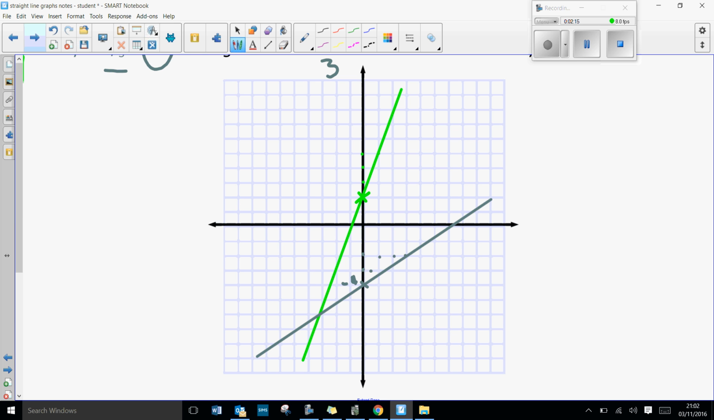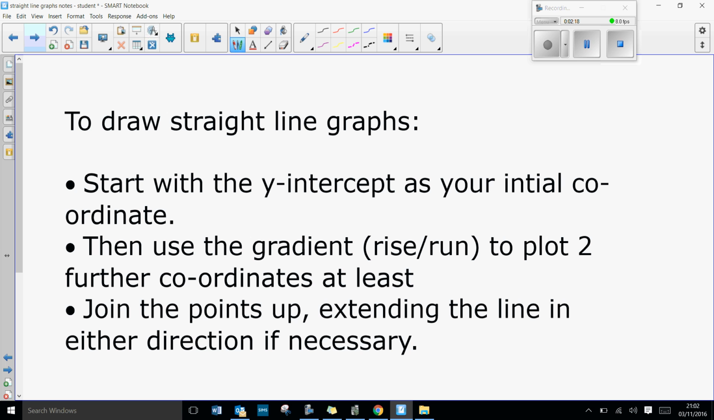So if we're to draw a straight line graph, we can use this method to help save time, and so we don't have to draw a table of values as we did before. So what we would do is start with the y-intercept. So you always start with the y-intercept as your first coordinate. You then use the gradient, or the rise over the run, to plot 2 further coordinates and join them up. Now always remember to extend in either direction. That shows that you've only drawn a portion of the line, but you're aware that it keeps going on forever.